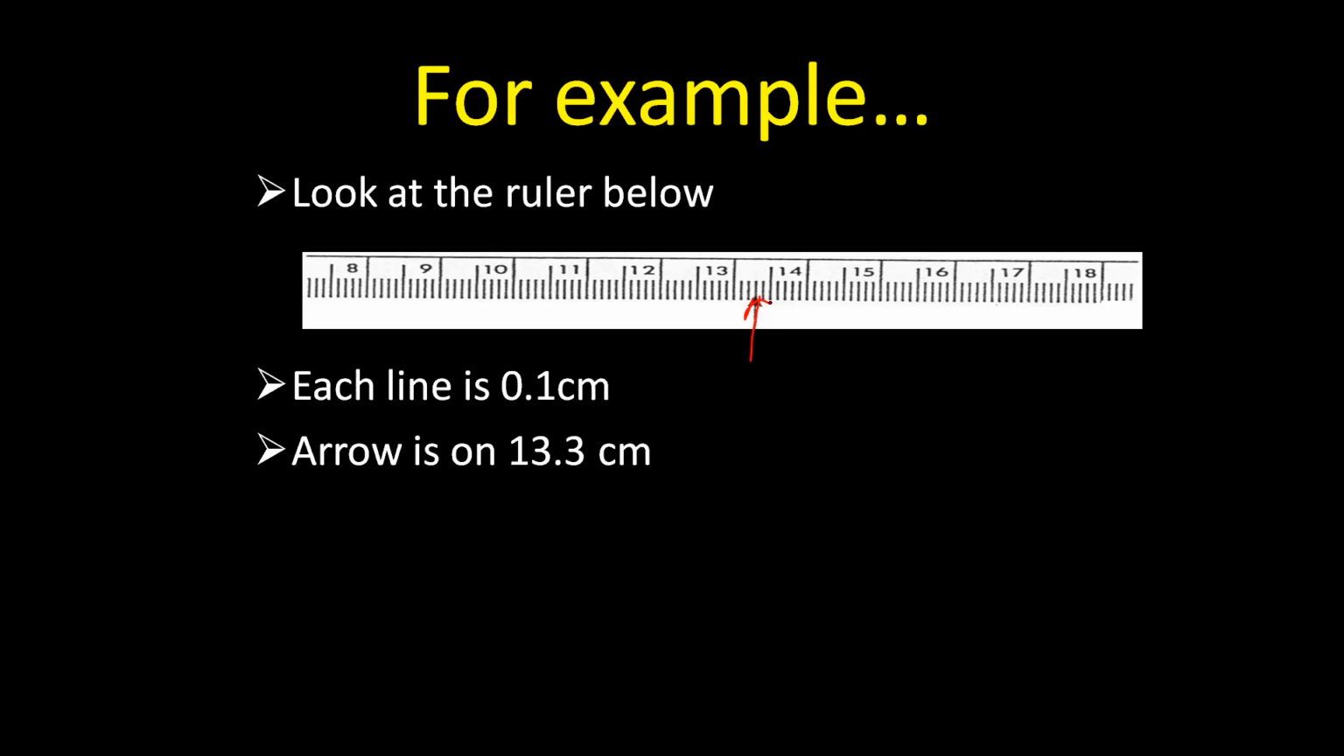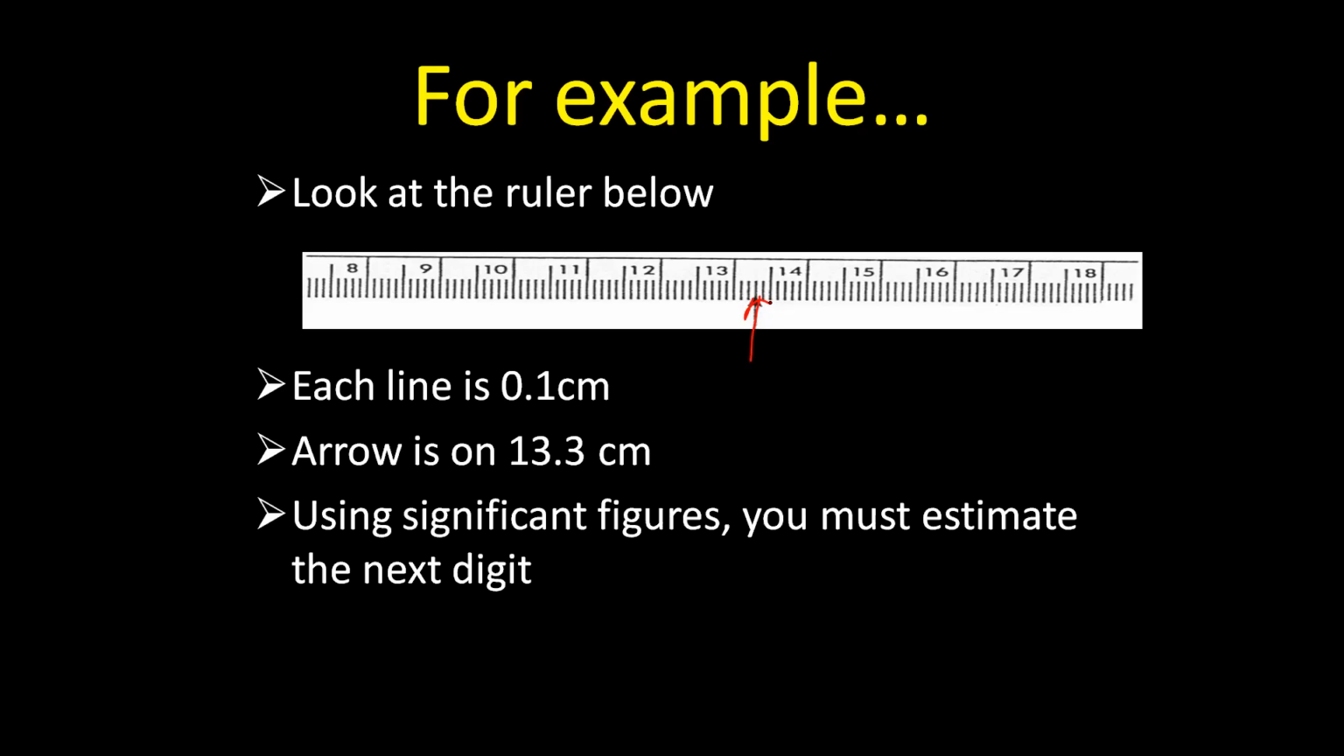But as per the rule of significant figures, along with the exact value, you have to write one estimated digit. Since it is exactly coinciding with 13.3, the estimated digit is going to be 0. So when you're writing the length of this measurement, you have to write it as 13.30 centimeter as per the rule of significant figures, right?